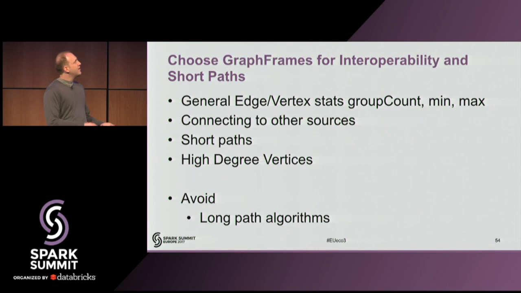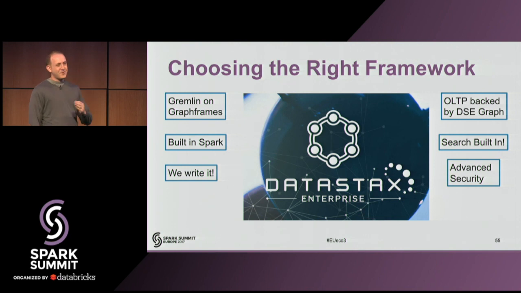On the other hand, choosing GraphFrames is really good if you're doing a lot of basic aggregations or you're connecting to any other source that isn't TinkerPop compatible, because you can read in graphs from just about anything that is data frame compatible. But longer path algorithms are going to have that additional cost every time you have to do the extra joins.